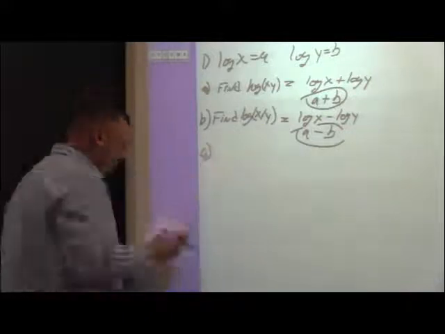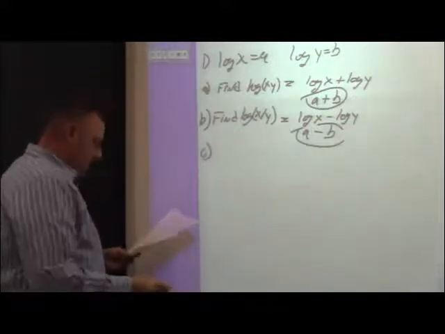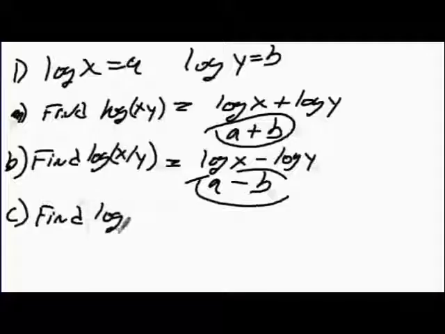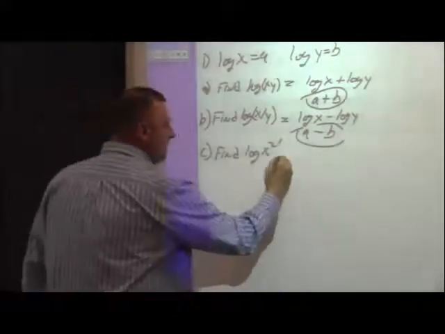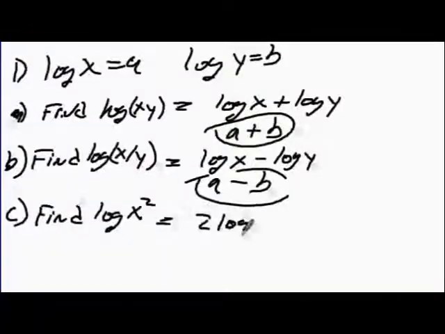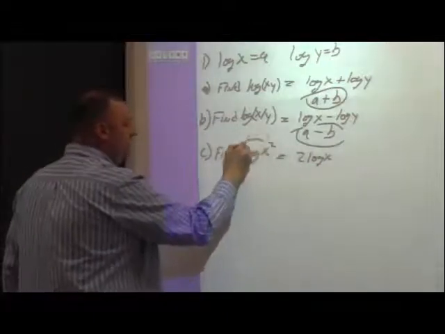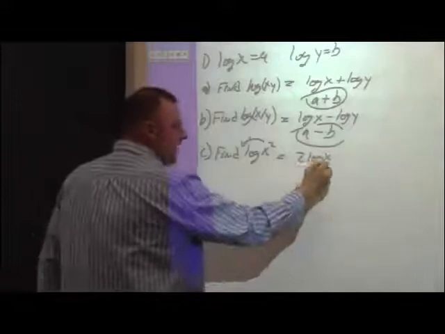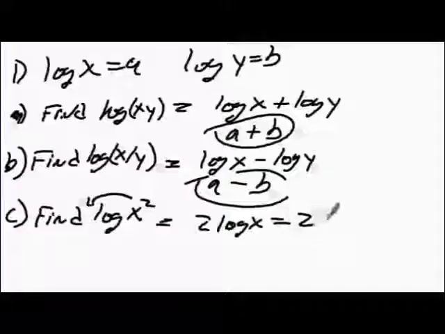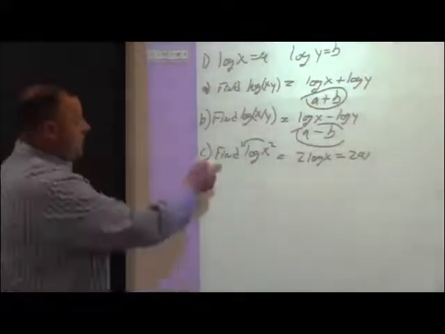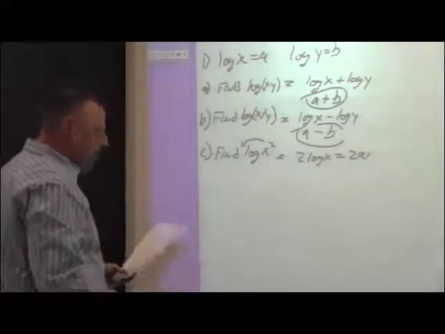Let's take a look at another scenario, what they could do. They could ask you to find log of x squared. Well, using your properties, you can write that as 2 log x, because you can bring that 2 out front. That's using one of the properties. So you know log x is a, so you're going to get 2a. Just some simple manipulations of using these properties. All right, let's kick it up one more.